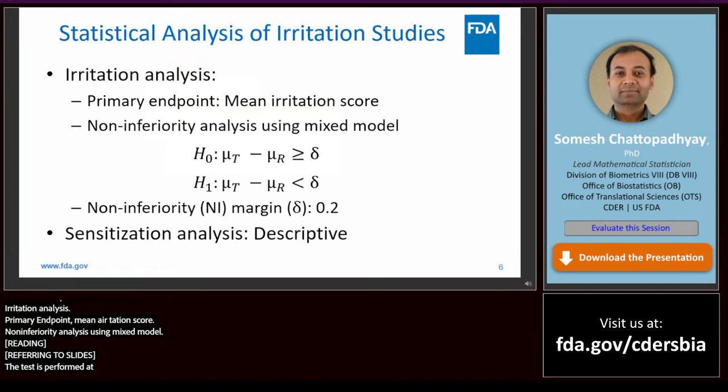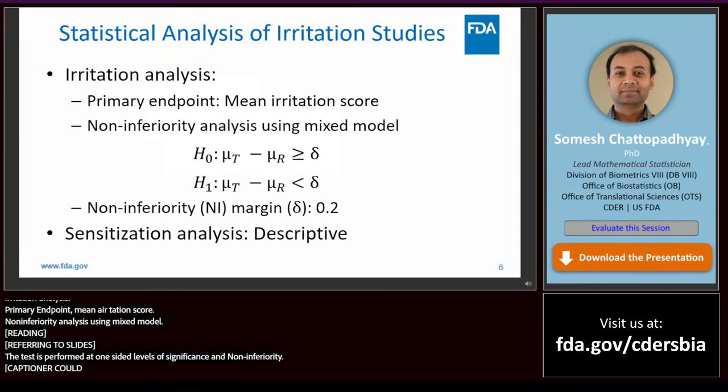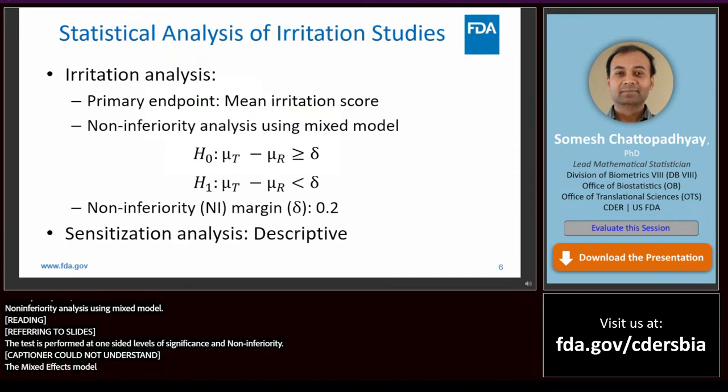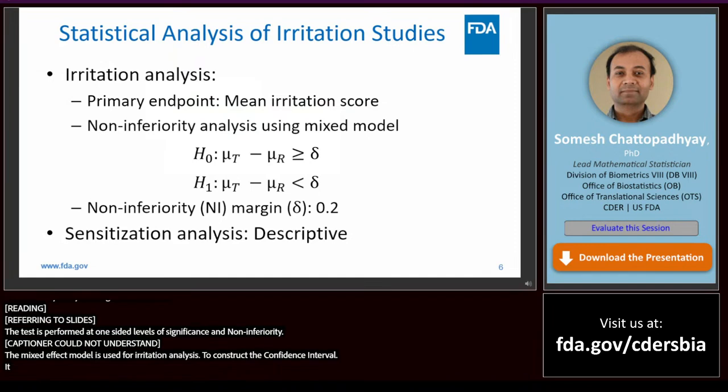Non-inferiority of the test product to the reference product in terms of irritation is established if the upper limit of the 90% confidence interval for mu t minus mu r is less than 0.2. A mixed effects model is used for the irritation analysis, that is, to construct the confidence interval for mu t minus mu r. The study should have a sufficient number of subjects for the power to be 80% or more.